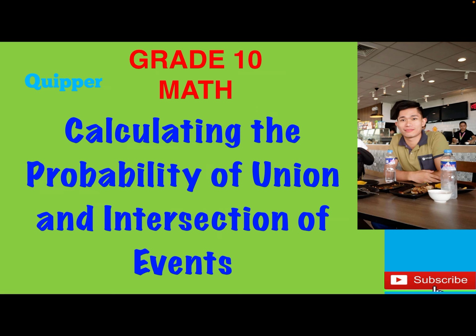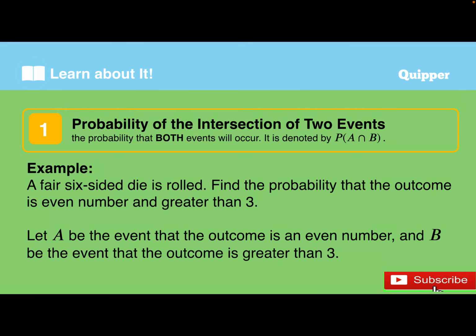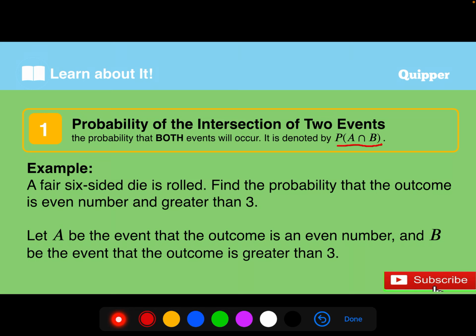In today's video, you will learn how to calculate the probability of union and intersection of events. Let's start. Let's learn first what is the probability of the intersection of two events. It is the probability that both events will occur. It is denoted by P of A intersection B, or the probability of A intersection B.